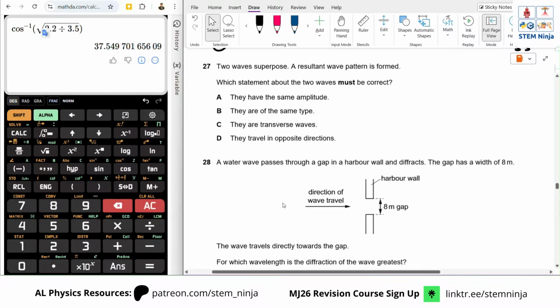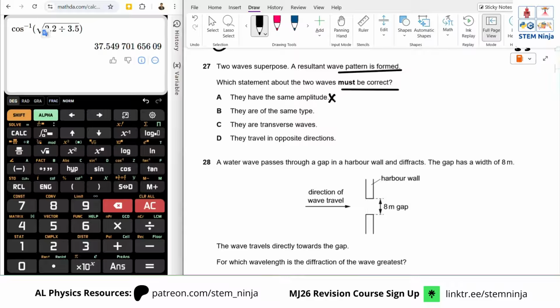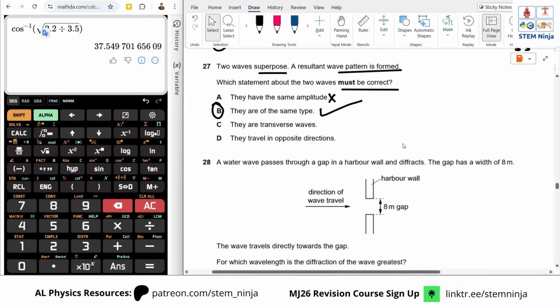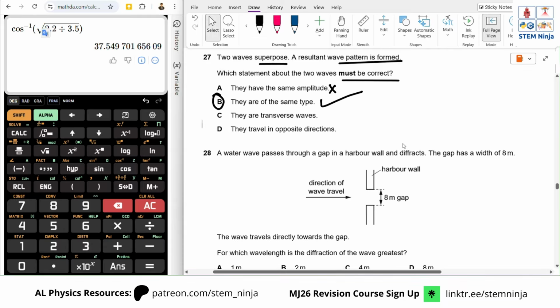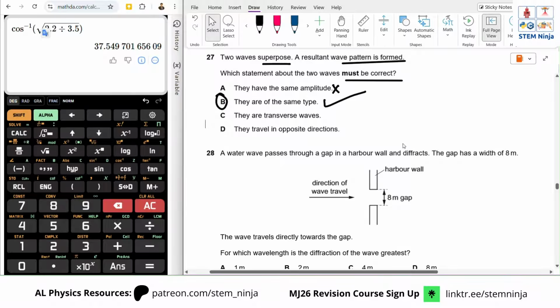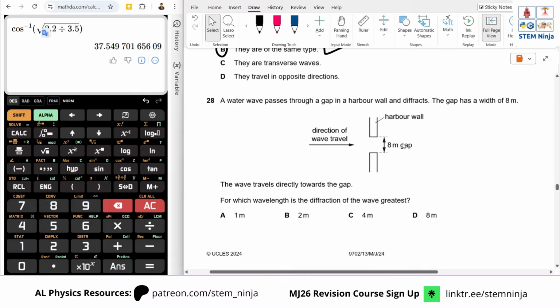Two waves superpose, and a resulting wave pattern is formed. Which statement about the two waves must be correct? They have the same amplitude? No, that is not necessary. They are of the same type. Yes, that is the only thing that's necessary over here. So for superposition to happen, they must be of the same type. Transverse, transverse, longitudinal, longitudinal, sound wave, string wave, water wave. So the waves have to be of the same type.